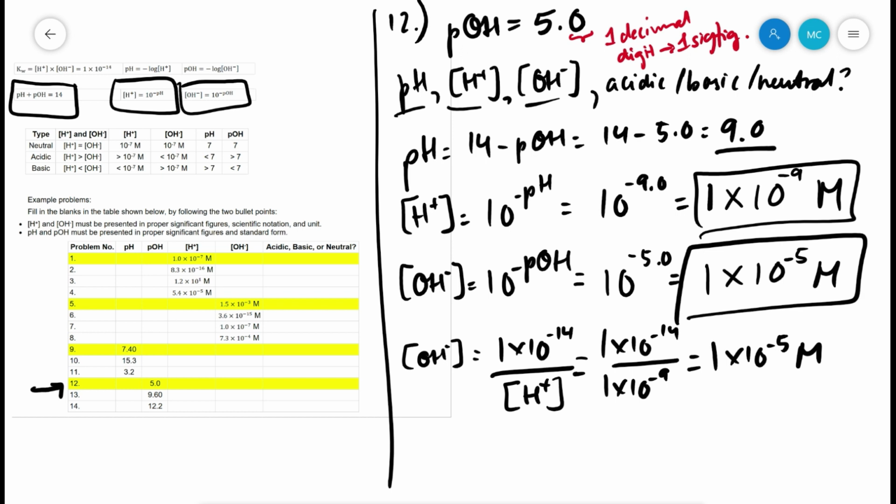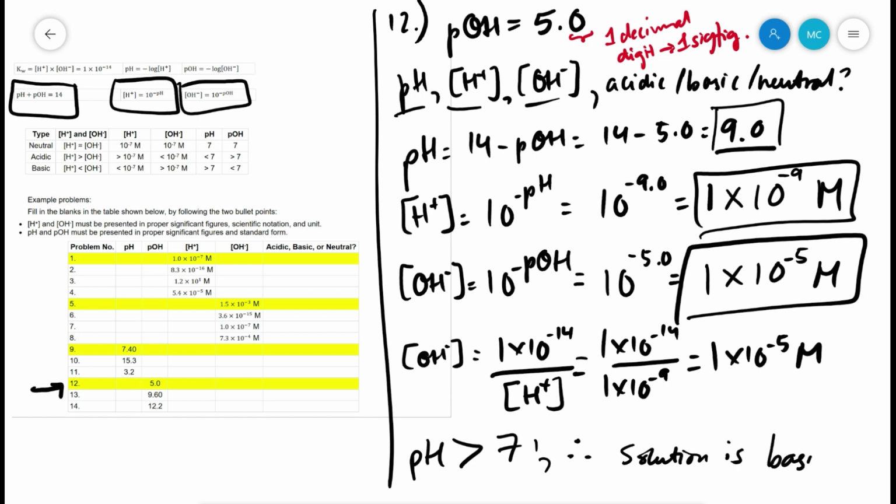Now, how do you figure out if the solution is acidic, basic, or neutral? You can use the pH scale. So pH is actually larger than 7, therefore the solution is basic. Okay, that's number 12. That's the last problem.